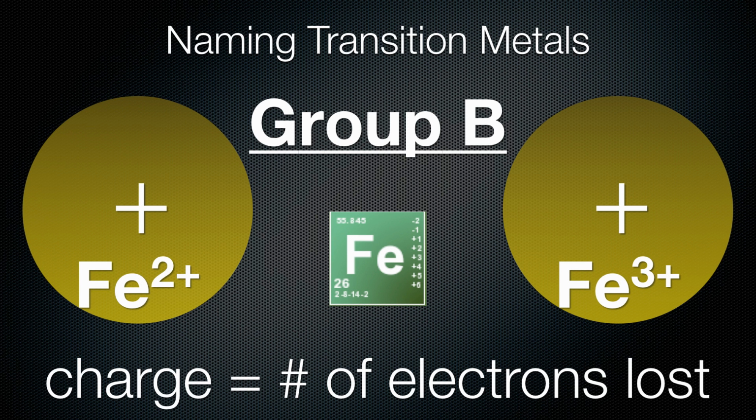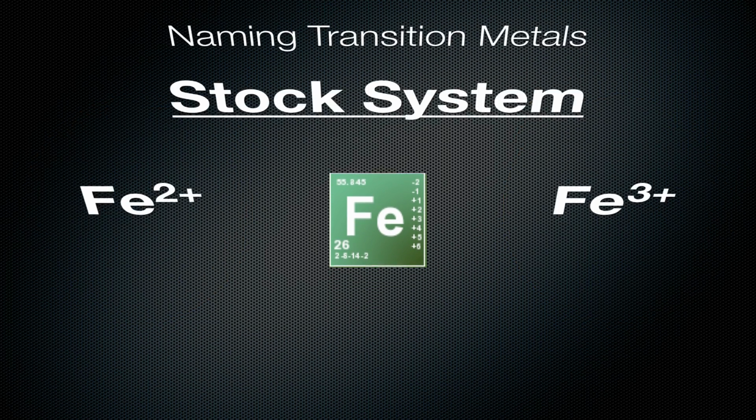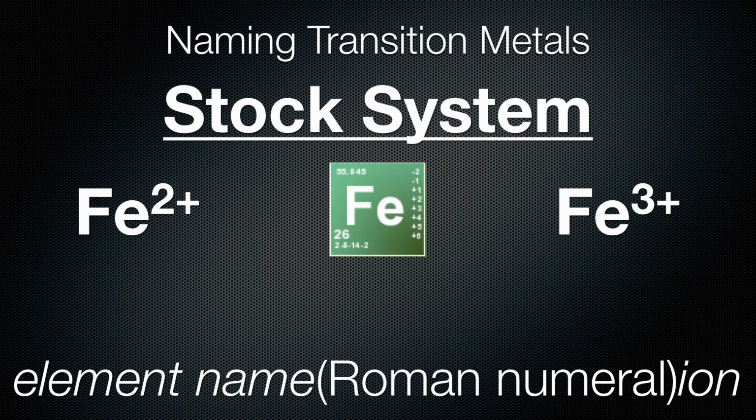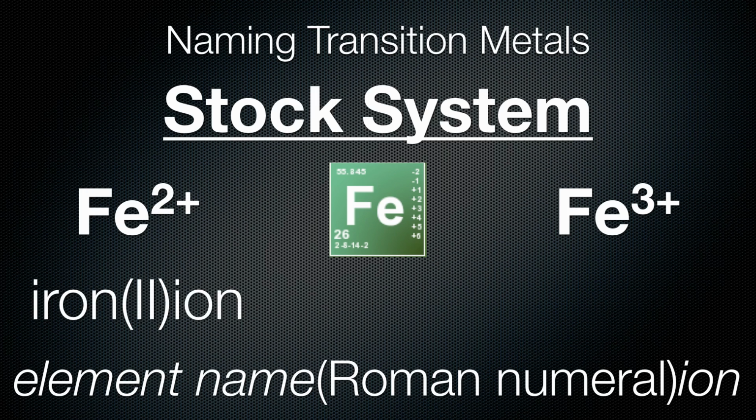Transition metal cations have been named two ways. The current naming convention is called the Stock system, where a Roman numeral in parentheses is put after the element's name to show the value of the charge. The Fe2+ and Fe3+ cations are now called an iron(II) ion and an iron(III) ion.